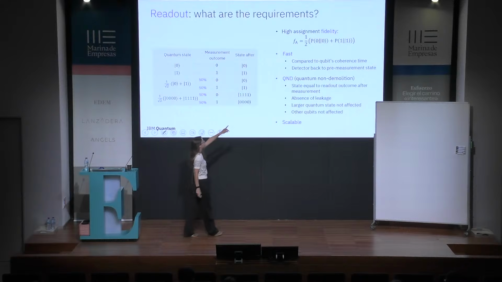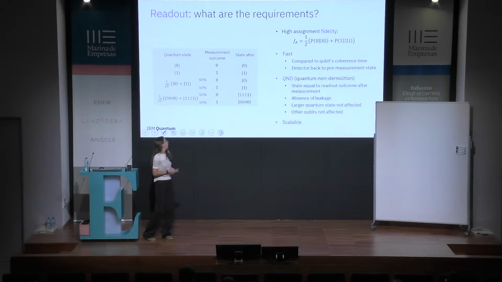So it's the sum of the probabilities of measuring 0 conditioned that the qubit was in state 0, plus measuring 1 conditioned that the qubit was in state 1. So we want this to be high. Otherwise, what are we doing? Also, in the context of quantum error correction, we want readout to be fast. In general, we want readout to be fast compared to the coherence times of our qubit, at least, because otherwise you might end up decaying during the process, and you might end up having some errors.